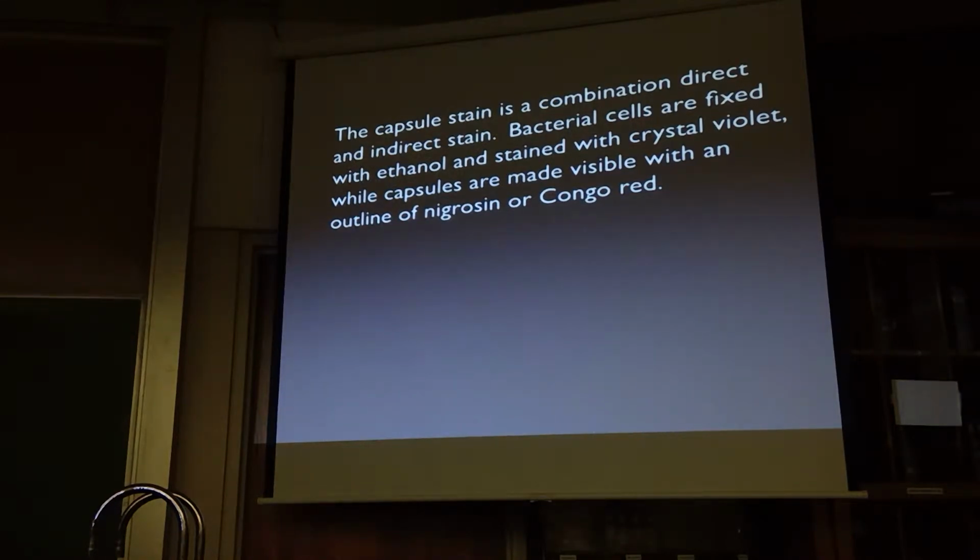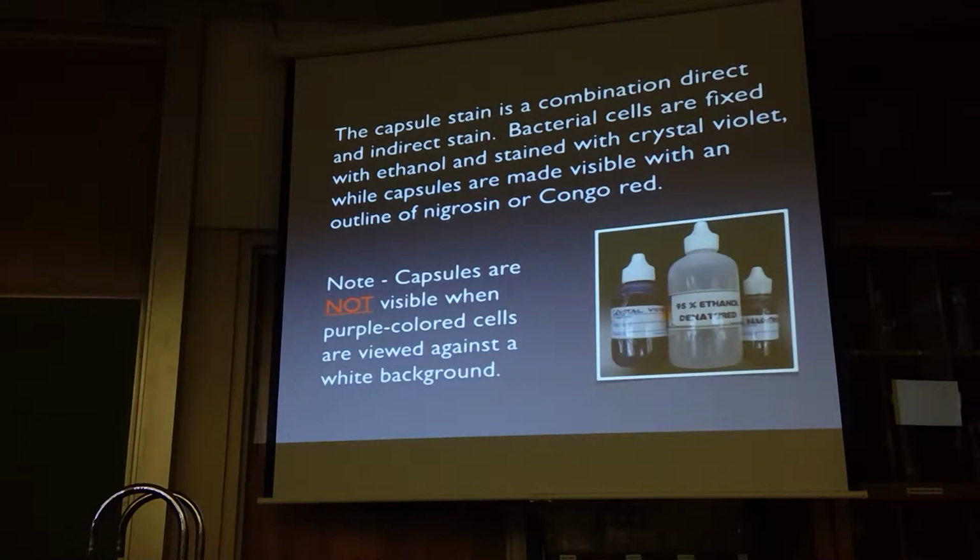Now, the capsule stain is a combination direct and indirect, kind of like the Dorner method endospore stain. The bacterial cells are going to be fixed, but it's not going to be a heat fix, it's going to be a chemical fix. So we're going to stick them onto glass with ethanol. We're going to stain them with crystal violet, and then the capsules will be visible around the cells as a clear layer. So it's going to look white. That means we have to stain the background in order to make the capsule visible. And again, you can stain the background either with Congo red or nigrosin.